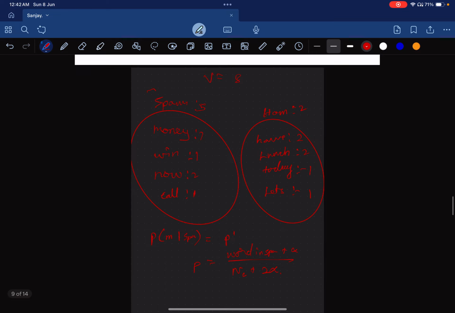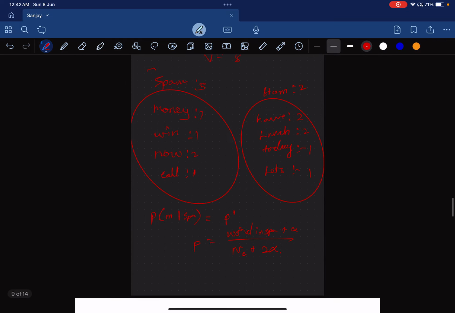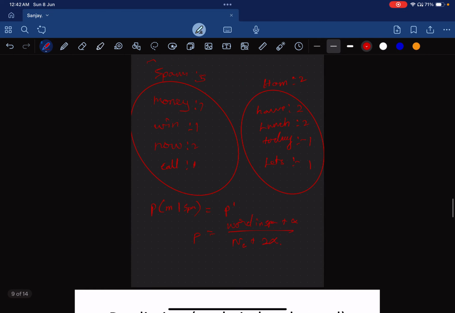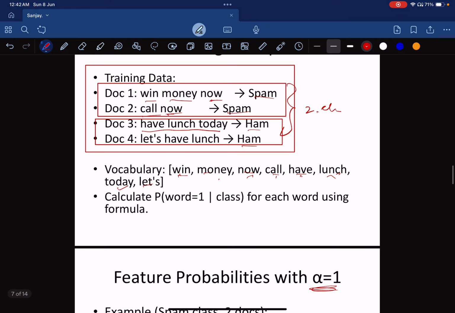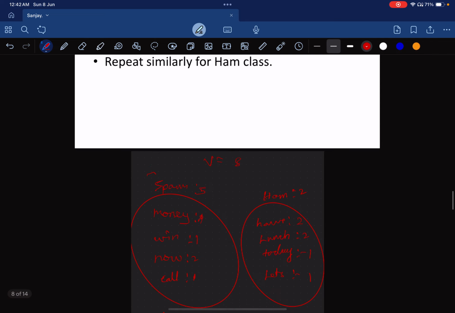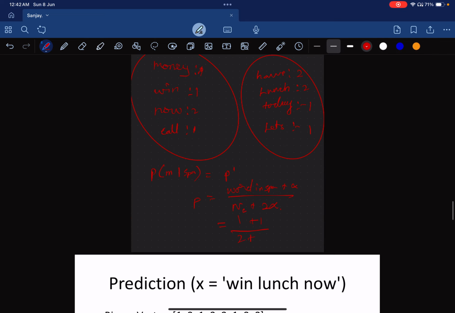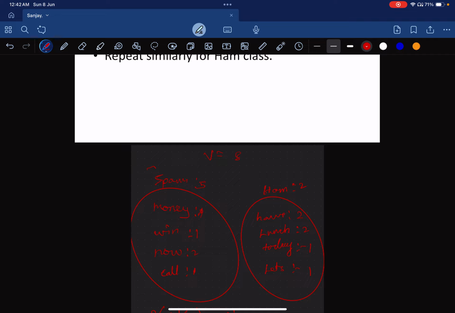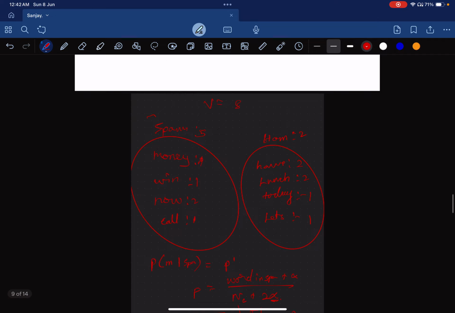For example, for the success rate, money occurs one time, right? So it will be 1 plus 1, divided by nc, which is 2, the total number of words, plus Laplace smoothing: 1 plus 2 plus 2 is 4. That is 2 by 4, that is 0.5. The probability of money occurring in the spam class is 0.5.